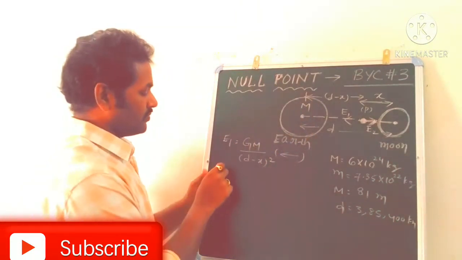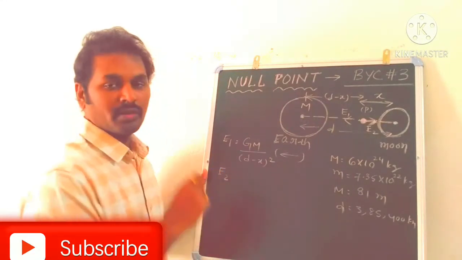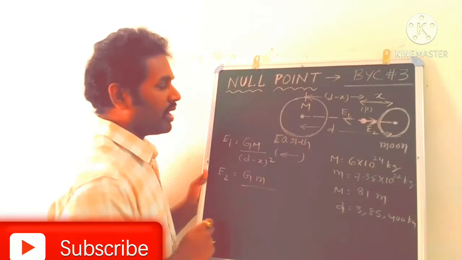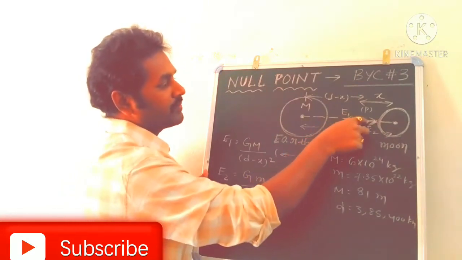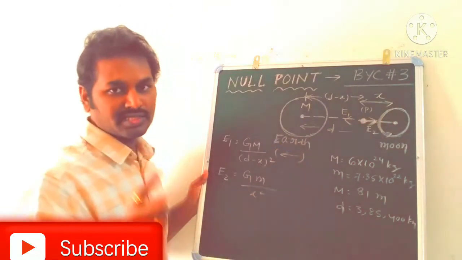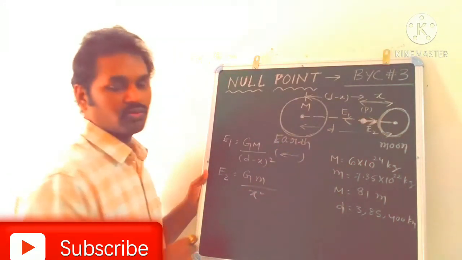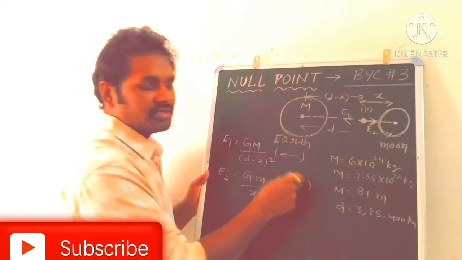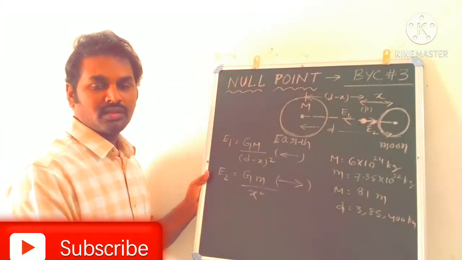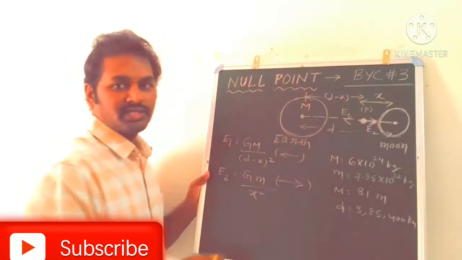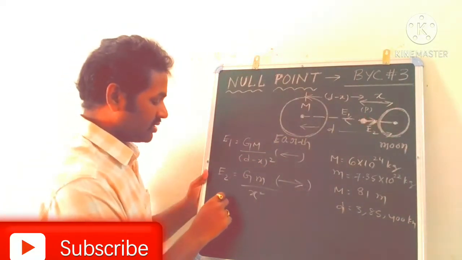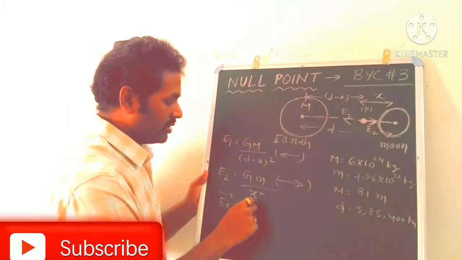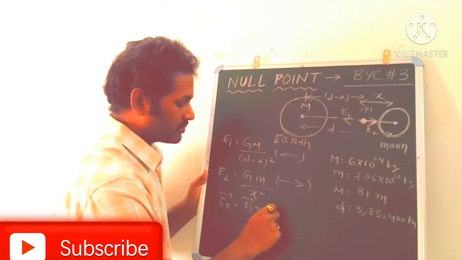Similarly, write down the field intensity due to the moon. E2 is equal to G into the mass of the moon divided by the distance, which is how much? From the point to the center of the moon is x. Let it be taken x square. And whose direction is towards the moon? That is towards the right direction. And the net field intensity you will get in the vector form. We can write the resultant field intensity E_R bar is equal to E1 bar plus E2 bar.